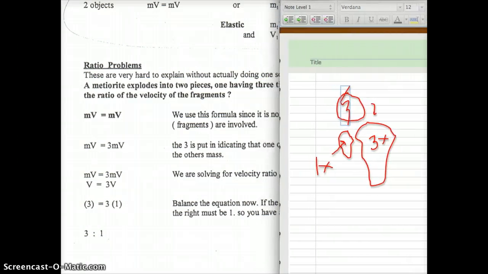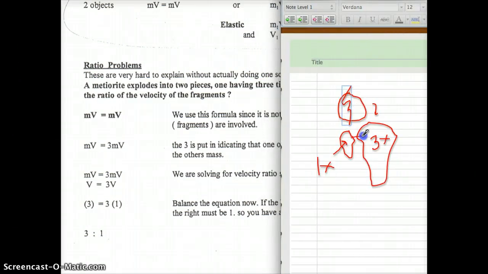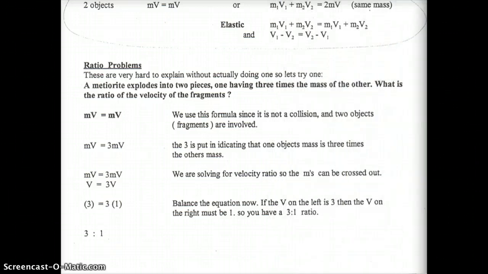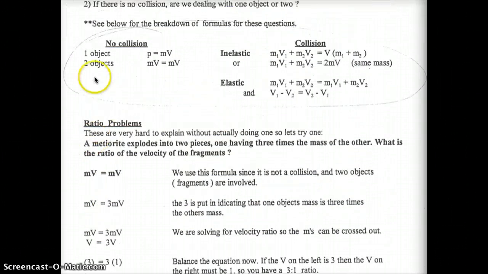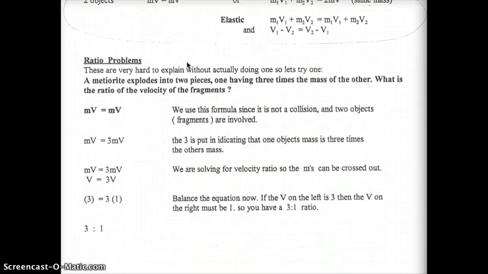Since there was no collision involved, these never hit each other, then we know that there's two objects involved because it's split into two pieces. So we can actually use this formula right here for two objects, mv equals mv, which is mass times velocity equals mass times velocity. And what we can do is plug in our 3 that we know. Right here the 3 is put in indicating that one object's mass is 3 times the other mass. That's all we're saying. Even if you wanted to, you could put 1 here. You could say 1 mass times velocity equals 3 mass times velocity, but it's not necessary. 1 times mass times velocity is always still going to equal just straight mass times velocity.